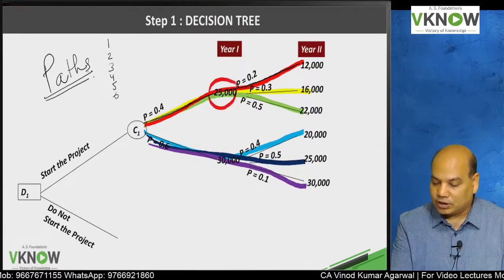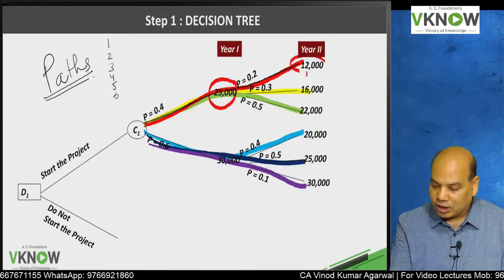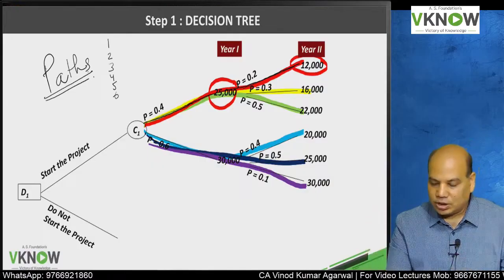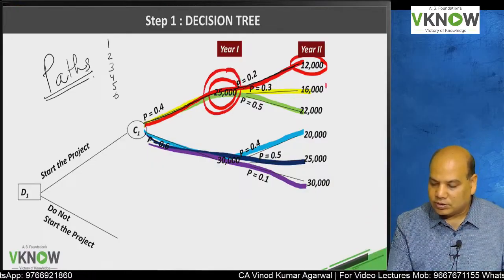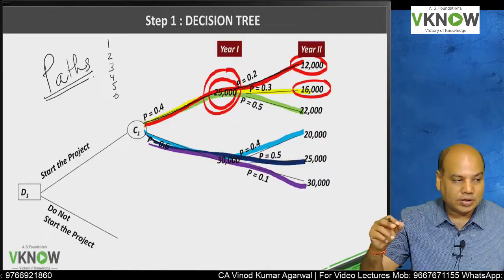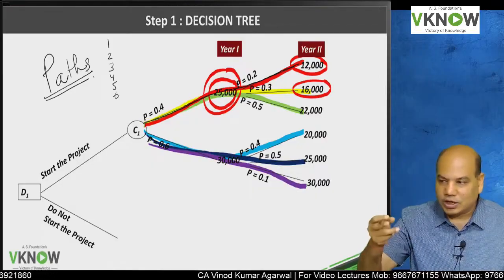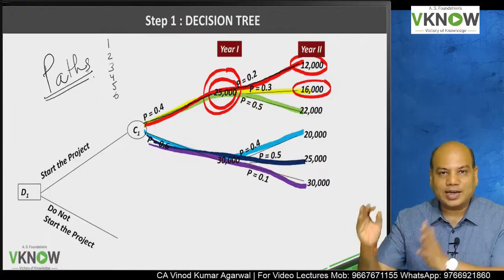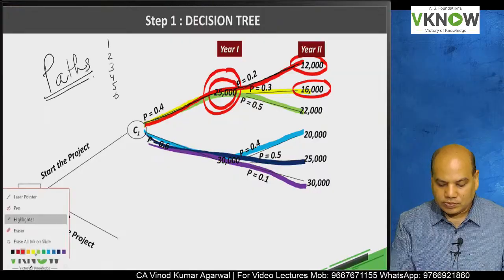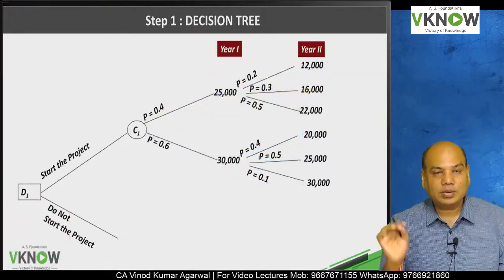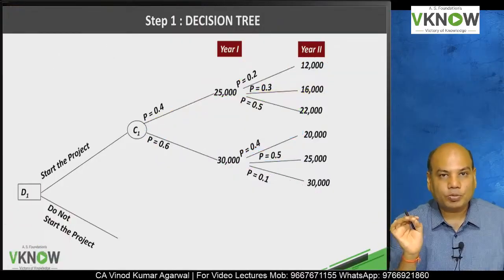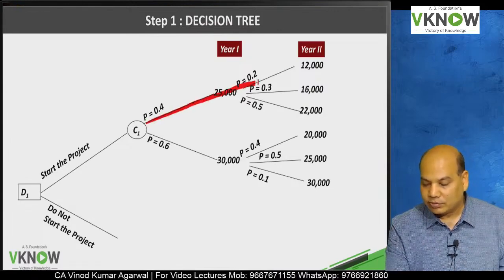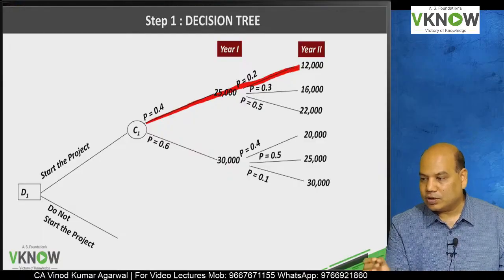If you get 25,000 in year 1 and 12,000 in year 2, this combination will give 1 NPV. If you get 25 in the first year and 16 in the second year, this combination will give you a second NPV. Likewise, we will have a total of 6 possible NPVs, but each NPV will have a probability. So what is the probability of the first path?